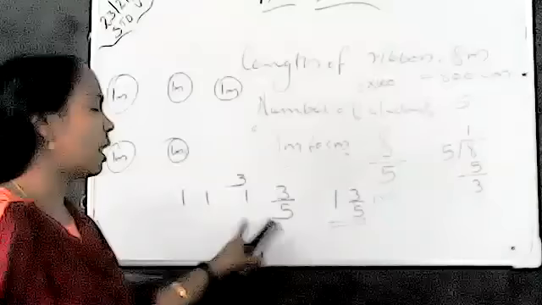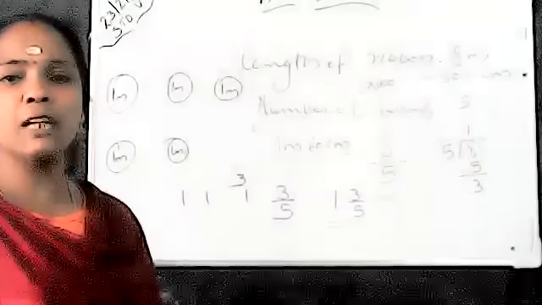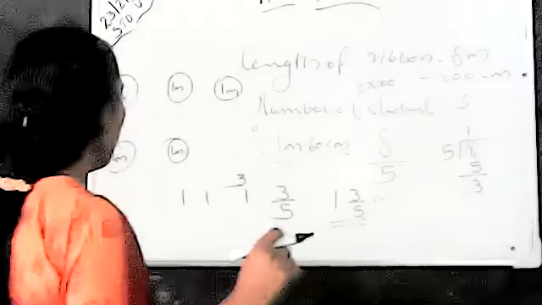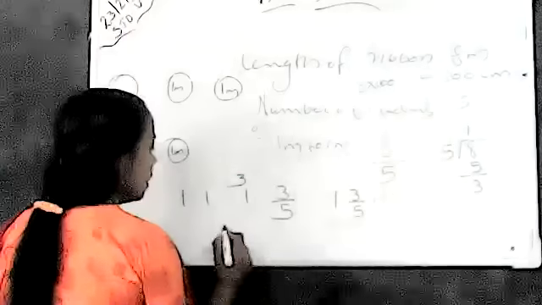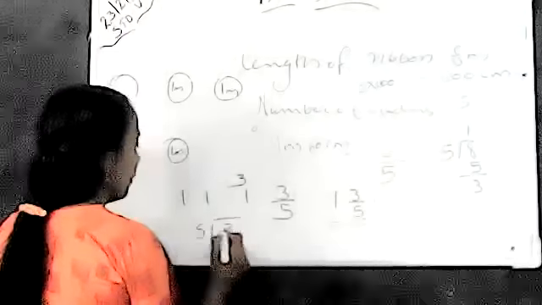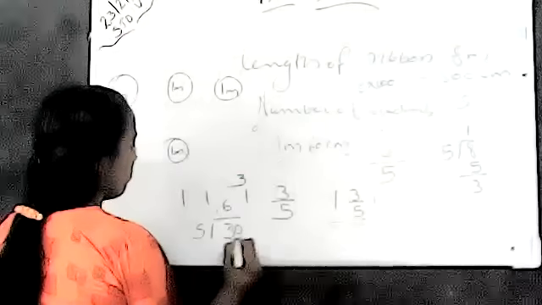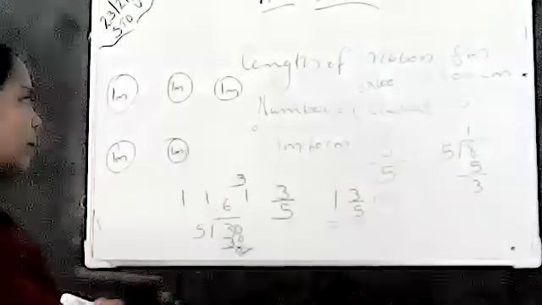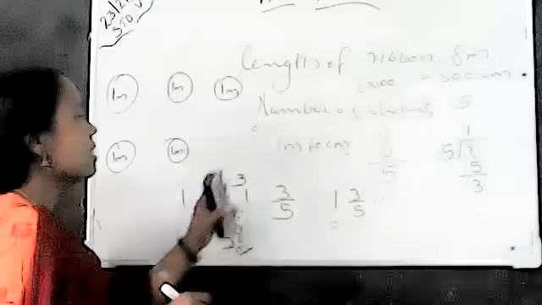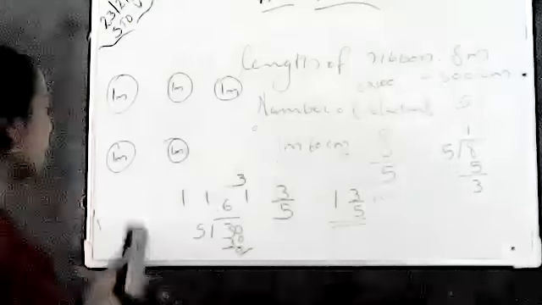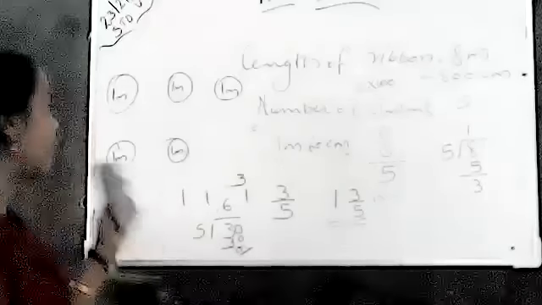So a 3 meter ribbon divided equally among 5 children, 3 divided by 5, is 60 centimeter. So each gets 1 meter and 60 centimeter. A 3 meter ribbon, how can we divide among the 5 children? 3 meter is equal to 300 centimeter.